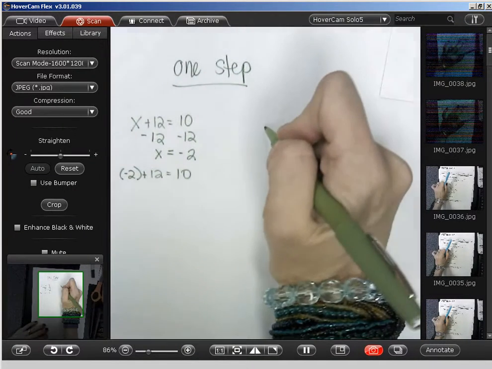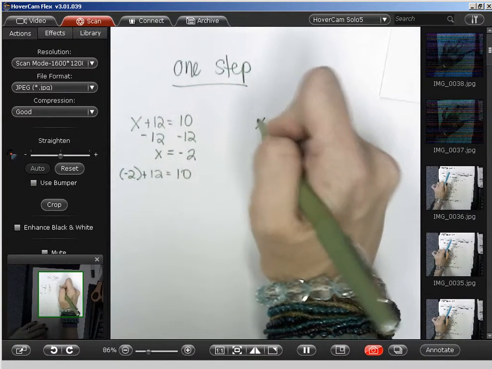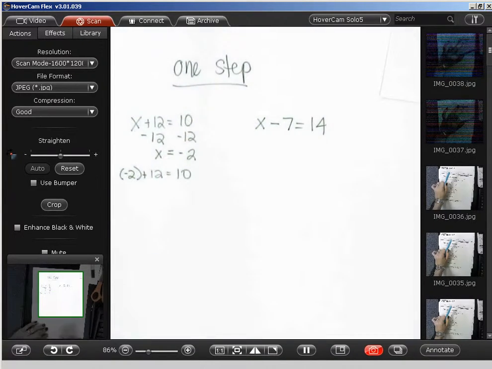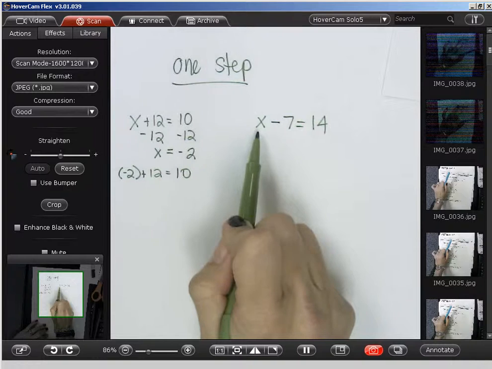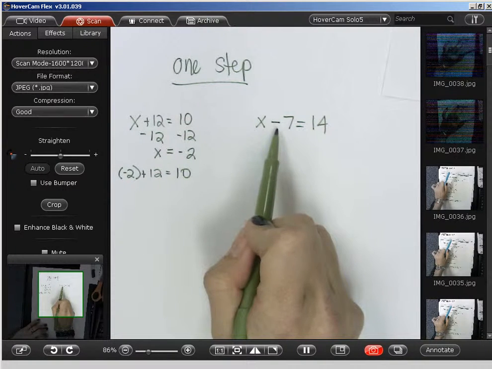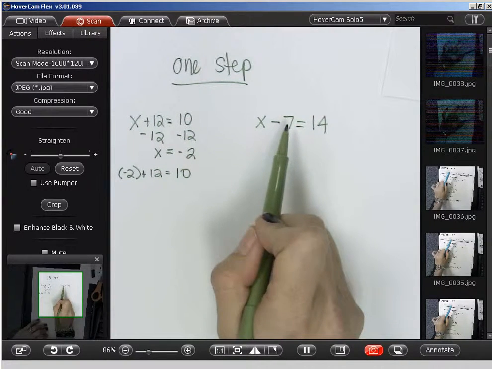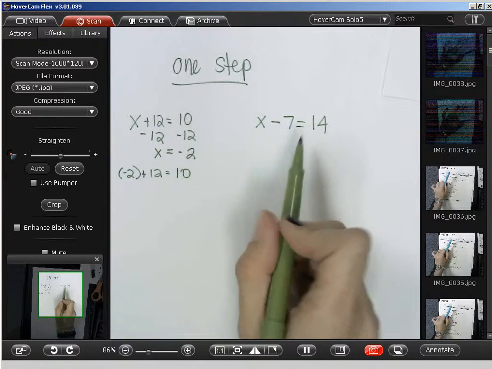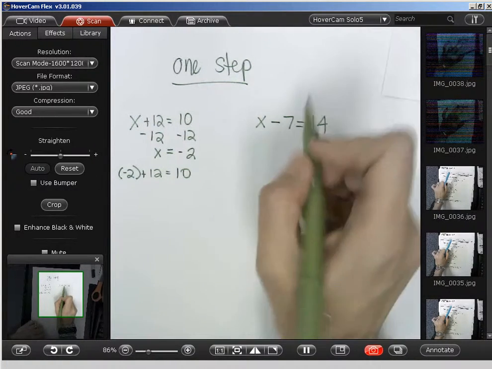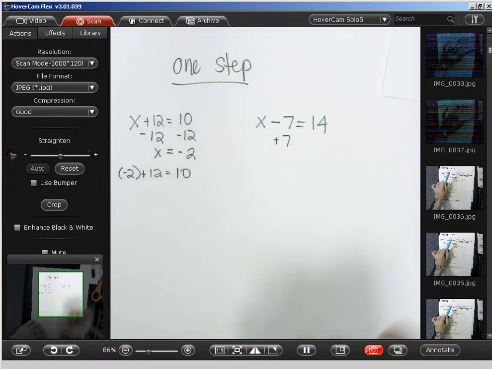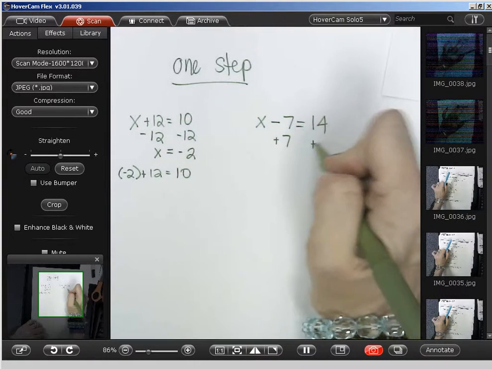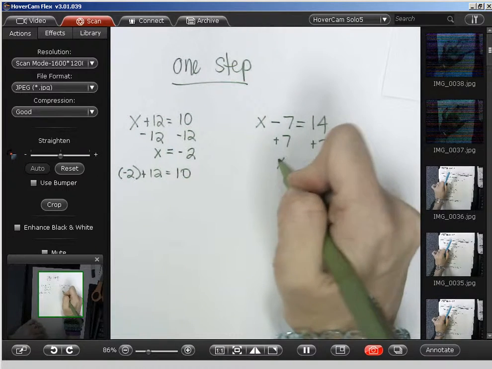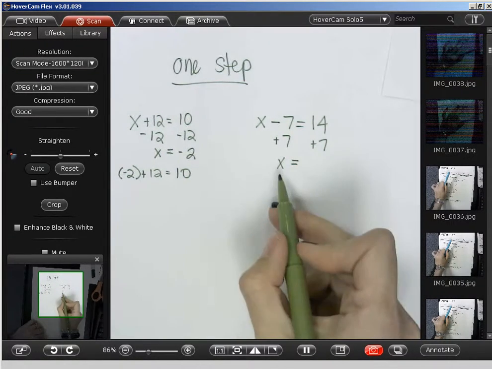Okay, if I had a subtraction problem, x take away 7 equals 14. First I'm going to identify my variable, and I'm going to look at what's happening to it. I'm taking 7 away. So now I want to do the opposite of that because I want to isolate my x. The opposite of minus 7 is plus 7. And whatever I do to one side, I do to the other. So these cancel. That leaves me with an isolated x, which is awesome.